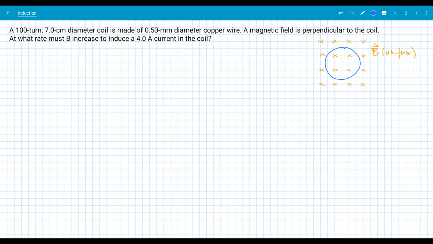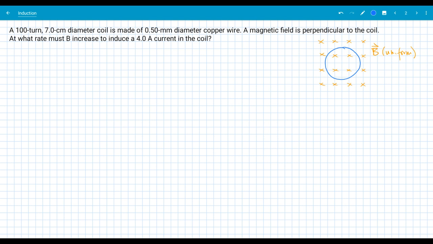Okay, let's move on to this problem here. We're given here a coil. We're told that it has 100 turns, has a diameter of 7 centimeters, and we're told that it's made of 0.5 millimeter diameter copper wire. So we know everything there is about the coil.